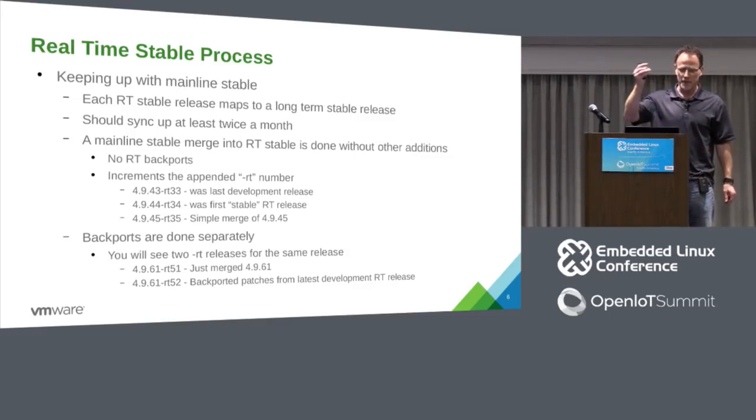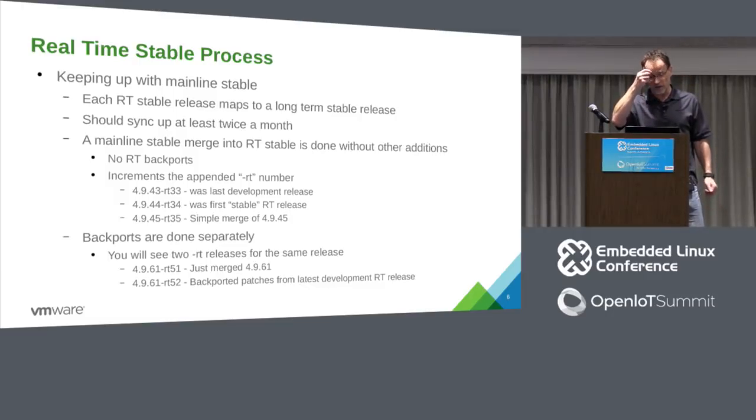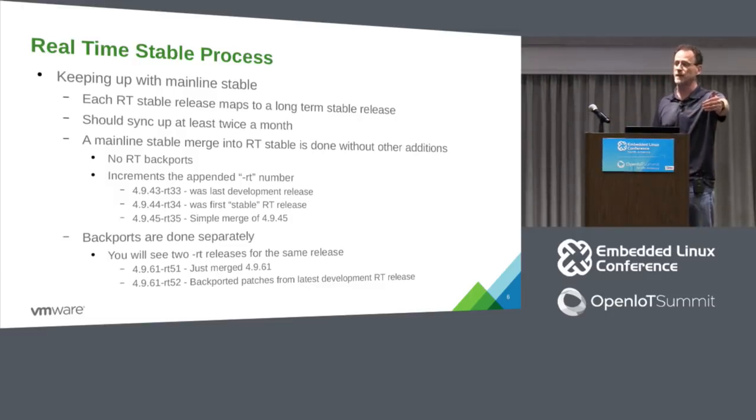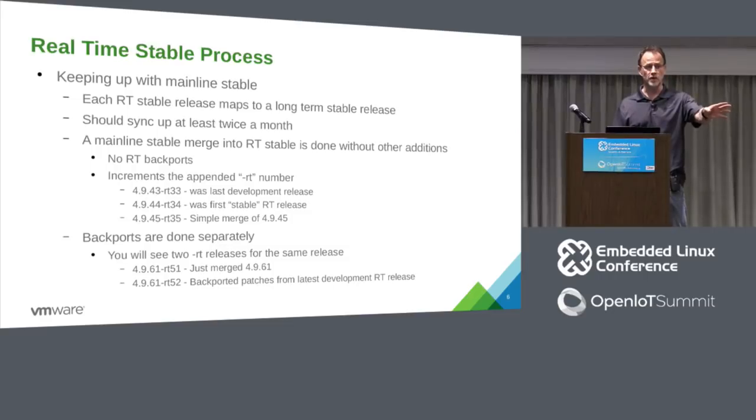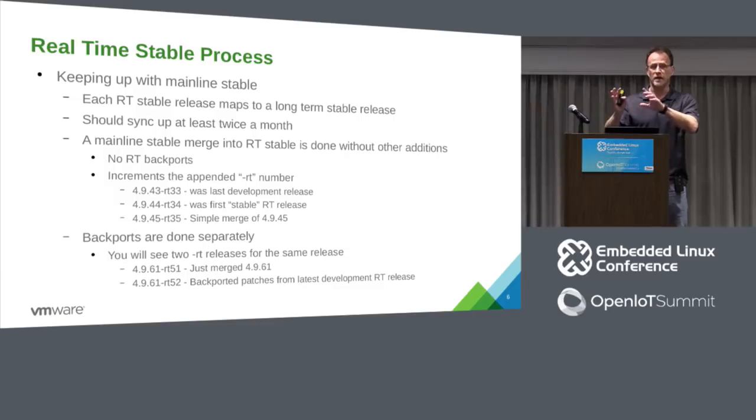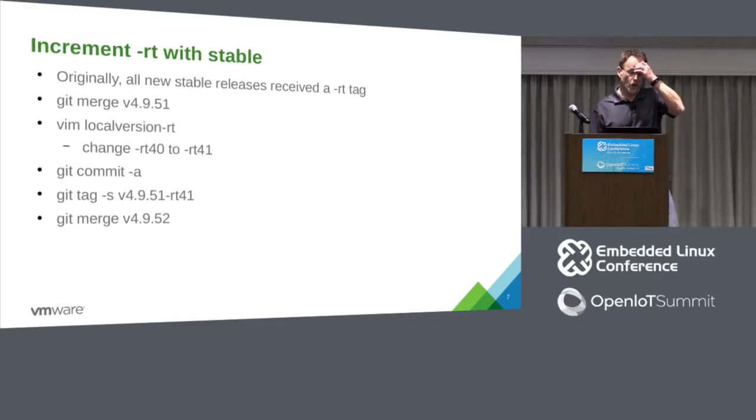Now, the way I did it was I would increment each one. So if I was 4, 5, 6 releases behind, I would merge in each one individually and label and increment the RT count each time. When I do backports from Sebastian's tree, he'll find things like, oh crap, this breaks real time, and it affects a stable tree. We have to pull back those fixes as well. So every time we update with a stable, we try to increment it.